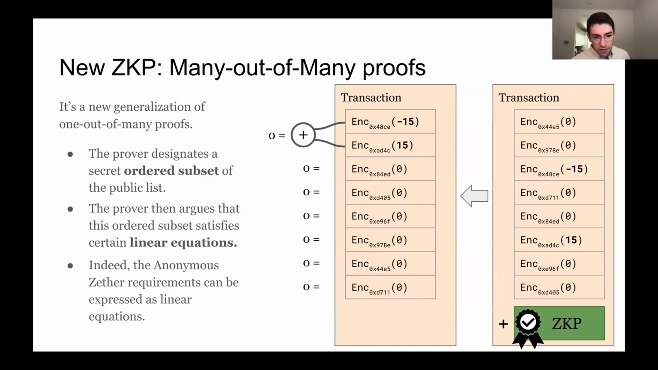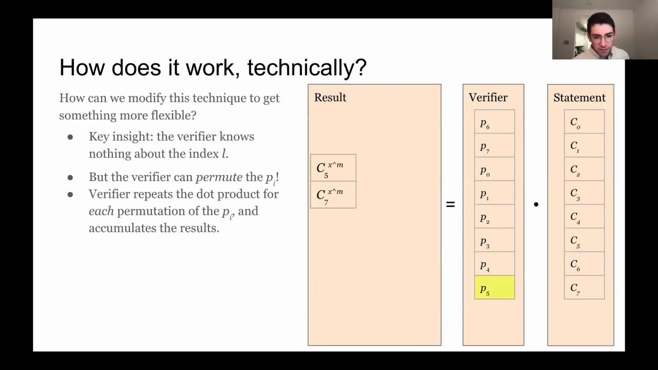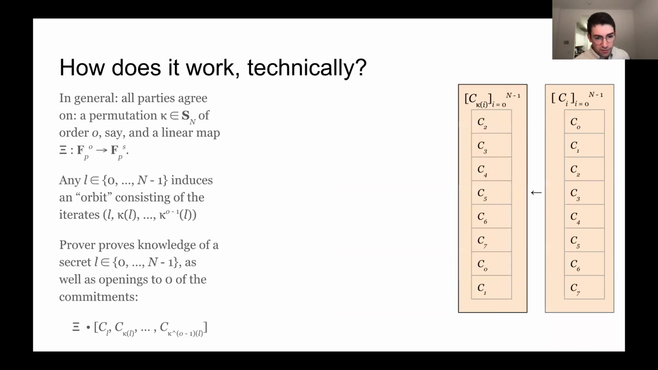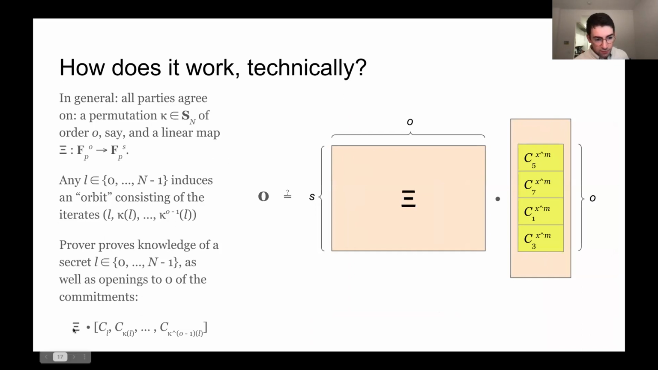Now, as a sort of trivia question for the audience, can we convince ourselves that this is really a generalization of regular one-out-of-many proofs? In other words, in order to recover the classical case, what should we take Greek letter psi to be, and kappa, of course?